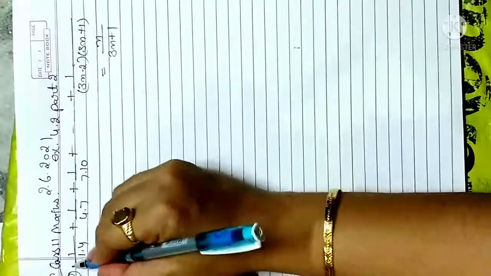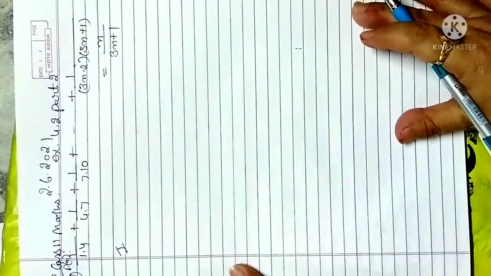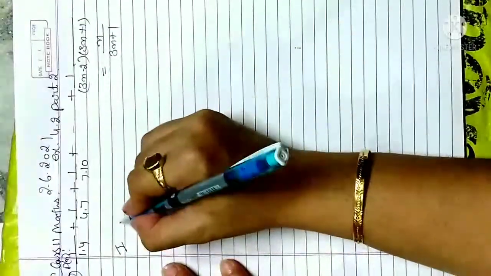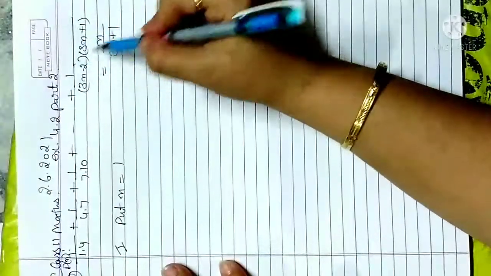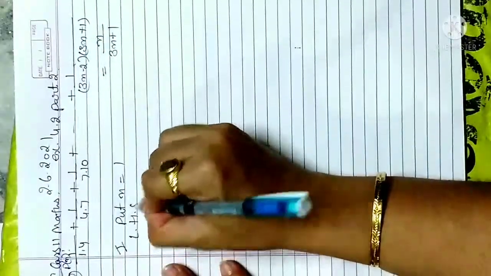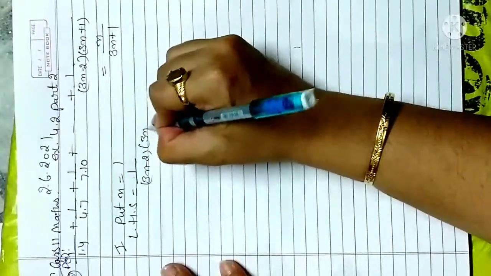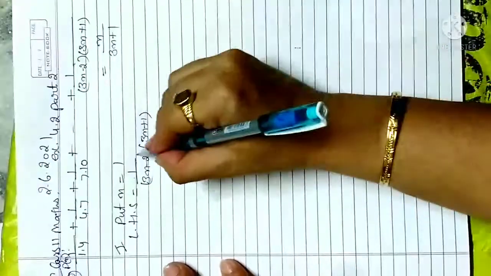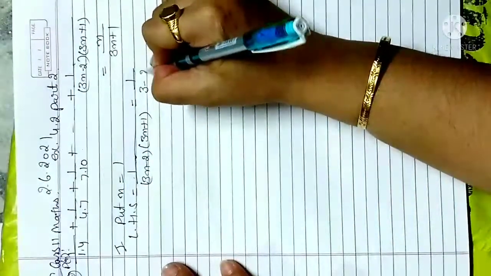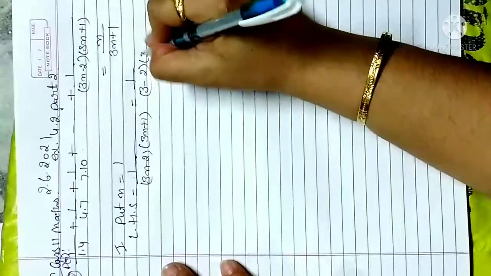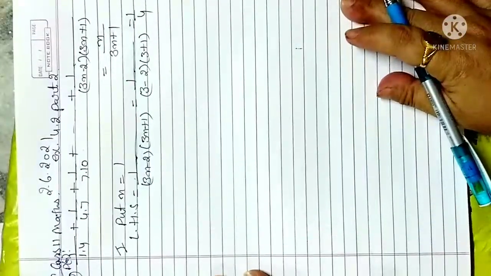We write this as my propositional statement. The first step is we put n is equal to 1 in the left hand side and right hand side. First, with the left hand side, 1 by (3n minus 2)(3n plus 1). Now you replace n with 1. So 3n with value 1 gives me 3 minus 2 and 3 plus 1. So ultimately that gives me the answer 1 by 4.